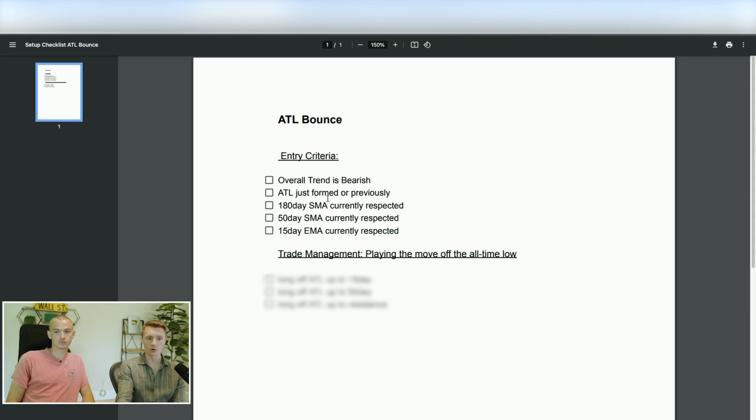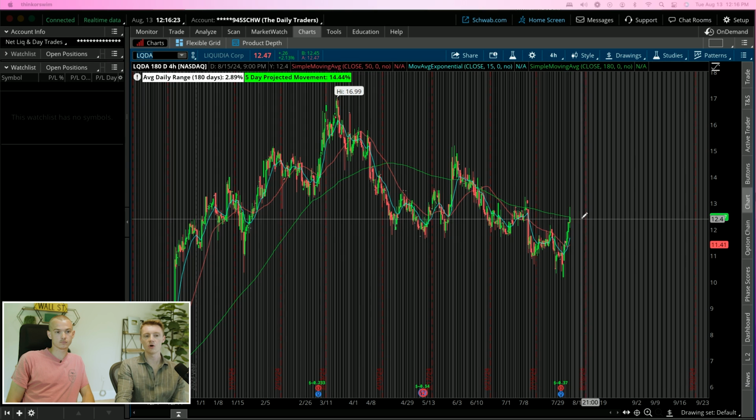Now, all-time low, ATL, just formed or previously formed. The all-time low was unfortunately not just formed. You can see it was formed way back here. And it was previously formed, but when I say previously, what does that mean?